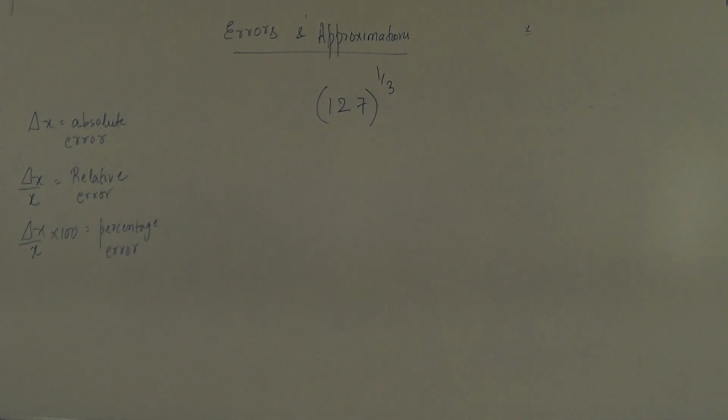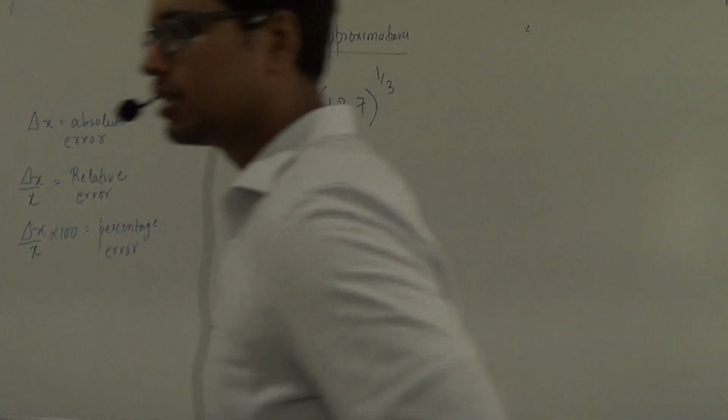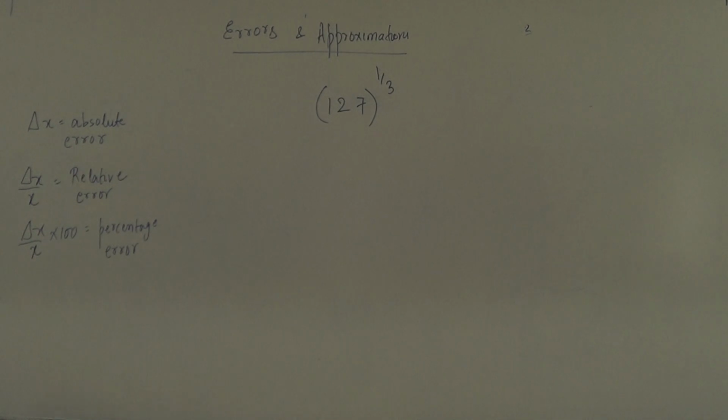So this was the original x, this is delta x. So if it was 125, what would have been y? And now it is 127, what is my error in the y and add it to y? How much? 5.026.